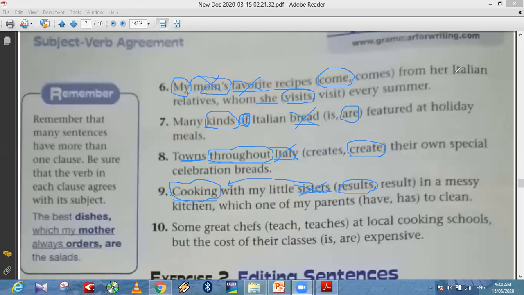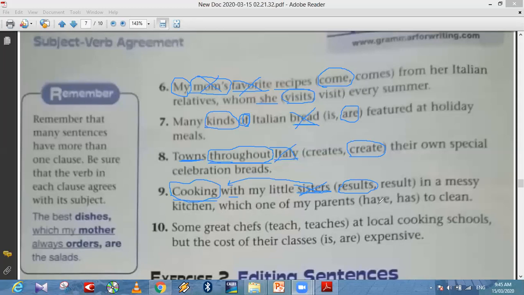Another one, Yahya Ayman. Yahya, can you speak now? I think Yahya is still having some problems. Behab, number 10. Some great chefs teach or teaches at local cooking schools, but the cost of their classes is or are expensive. First of all, we forgot to finish the second part of the sentence. Sorry, Behab, let's answer it first.